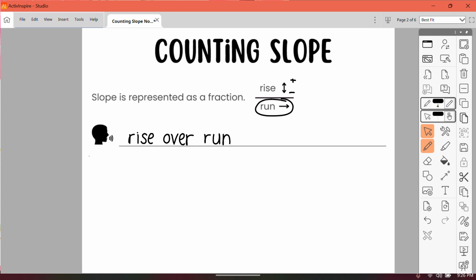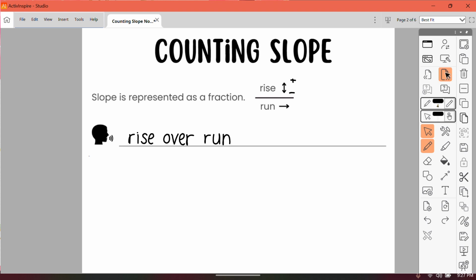Now, if you're in a higher math or your Math 8 teacher taught it to you differently, that's fine. But the Benson-Voss method says go up or down first. That'll tell you if it's positive or negative. And then always run to the right.